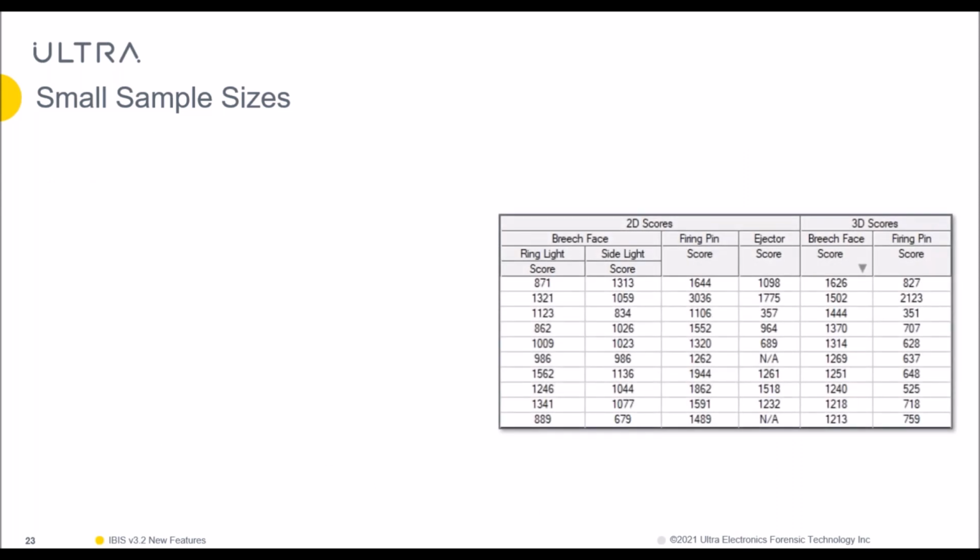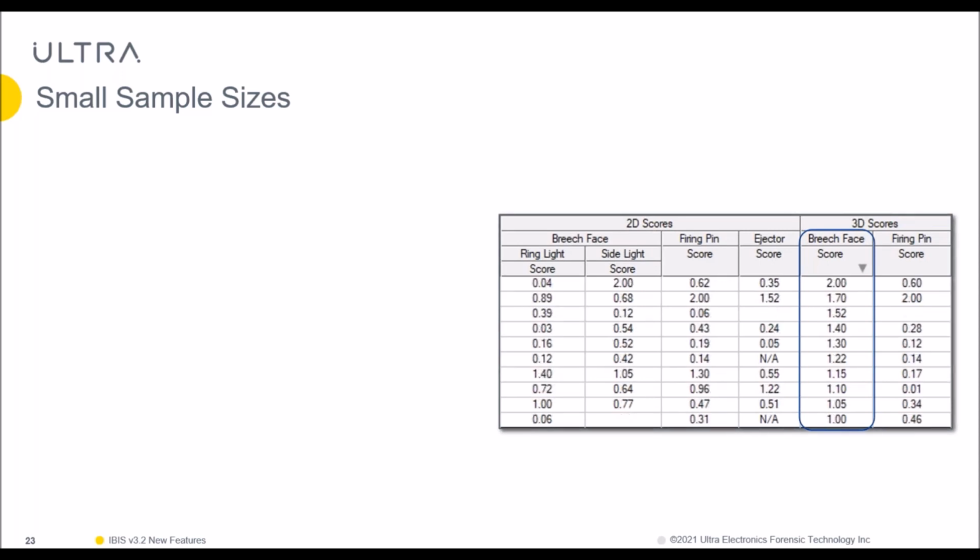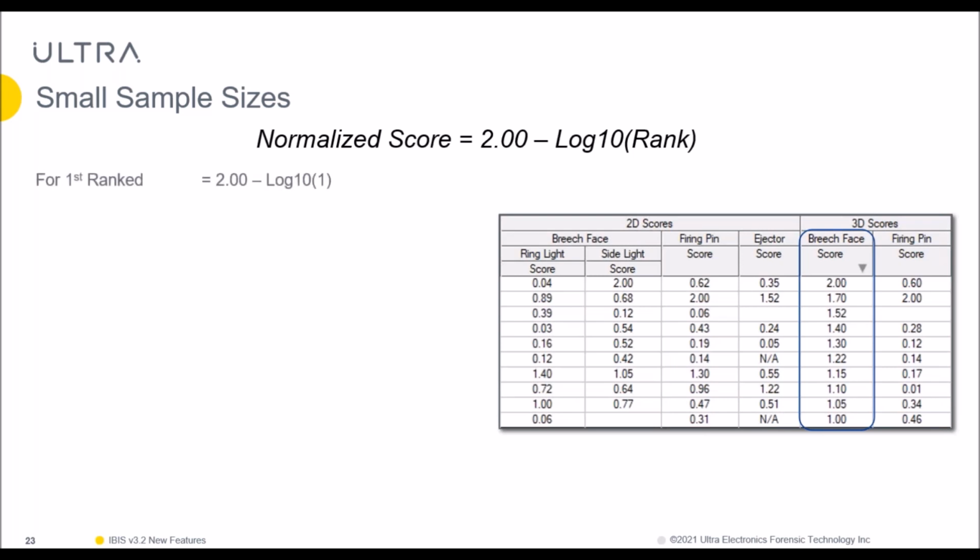For each column, the top ranked score is assigned a normalized score of 2.00. Second is 1.70, and third is 1.52, and so on, as you can see here for these results that are sorted by breech face 3D. So we don't get those big scores of 5 point something or 7 point something that we saw earlier. Those values of 2.00 and 1.70 and 1.52 are calculated using this formula. An exhibit's normalized score for a score column is equal to 2.00 minus log to base 10 of the rank. So for the top ranked exhibit in a score column, it's 2.00 minus the log to base 10 of 1, which is 2 minus 0, which gives us that 2.00. For the second place, it's 2 minus log to base 10 of 2, which gives us 1.7, and so on.